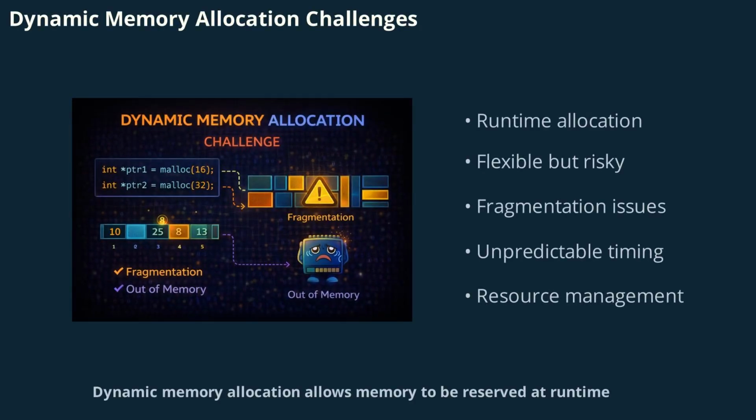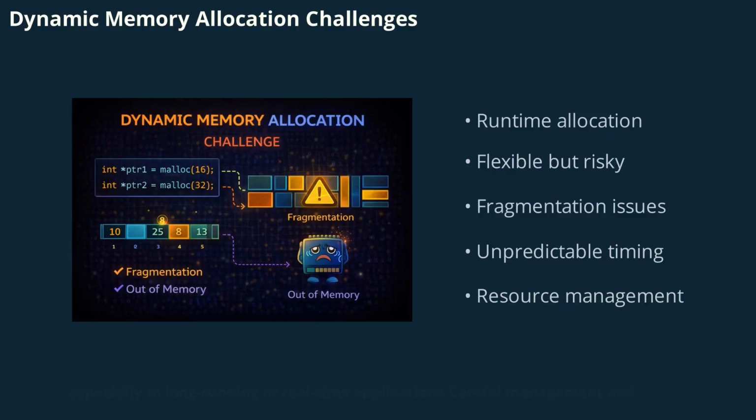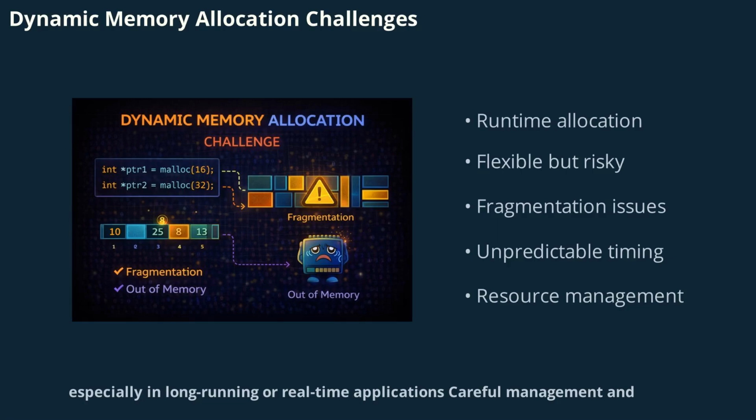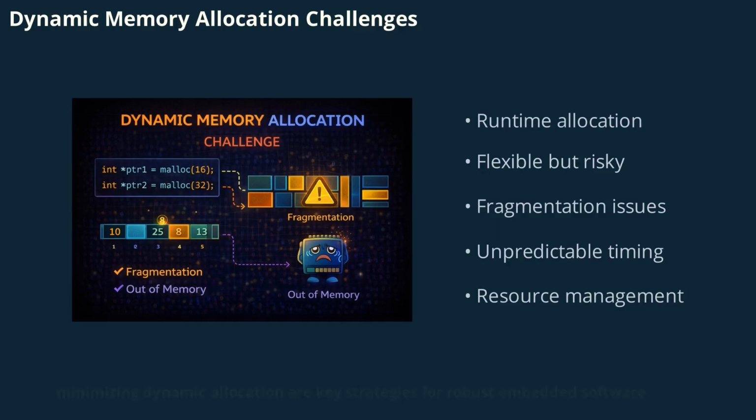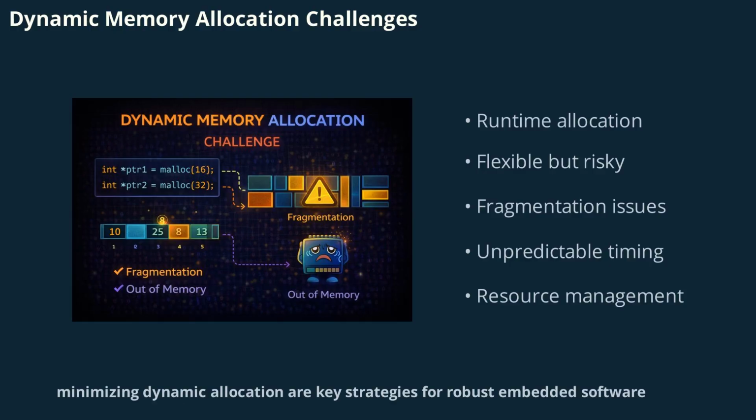Dynamic memory allocation allows memory to be reserved at runtime using functions like malloc and free. While this offers flexibility, it introduces challenges in embedded systems such as limited memory resources, potential for fragmentation, and unpredictable execution times. These issues can affect system reliability, especially in long-running or real-time applications. Careful management and, when possible, minimizing dynamic allocation are key strategies for robust embedded software.